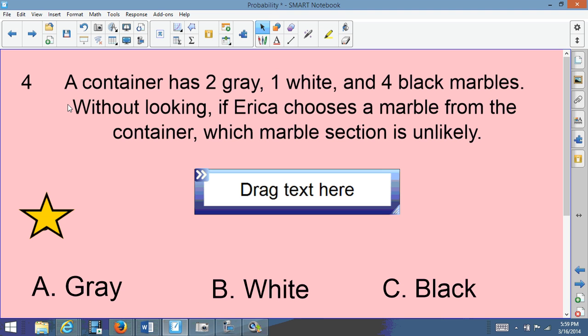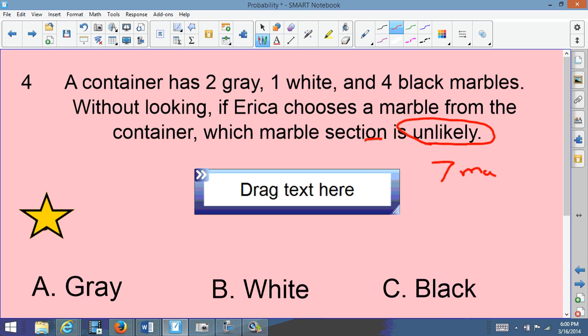All right, so let's see. There are 7 marbles there. I have 2 gray, 1 white, and 4 black, so that's a total of 7. So I got 7 marbles, and the one that is unlikely, that means not going to have a high chance of being chosen. So out of the 7 marbles, the one that's most likely not going to be chosen would be the white, because there's only 1 out of the 7.